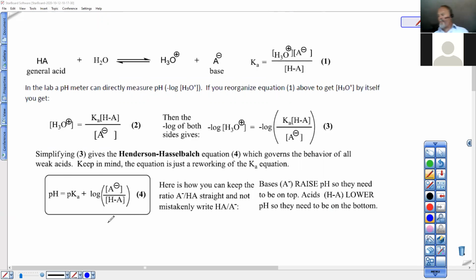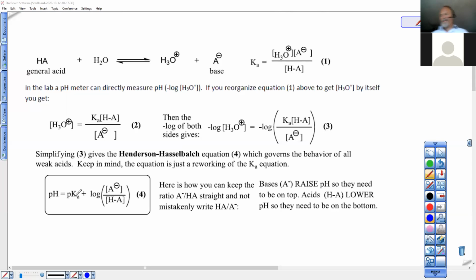Am I going to make you memorize it? No. Am I going to make you remember two very simple facts about acids and bases that you probably already know? Yes. What do acids do to pH? Do they lower the pH or do they raise it? The answer is acids lower the pH. If you have a big number down here and a small number up here, you're going to get a fraction. The log of a fraction is a negative number. You're going to add a negative to this. The pH will be below the pKa.